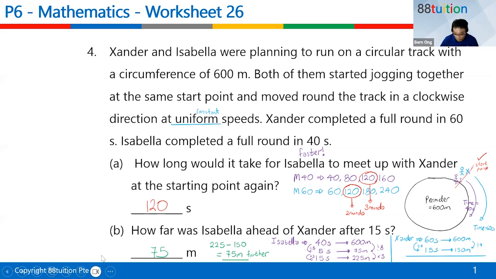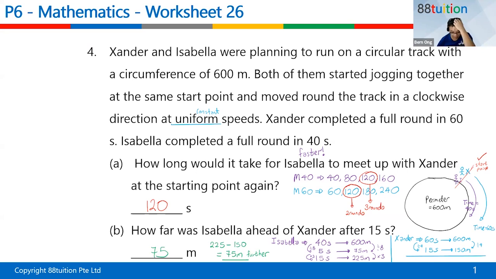All right. So sometimes just draw your diagram up and talk to yourself a little bit. Okay, Isabella takes 40 seconds. Oh, Isabella is faster. In 40 seconds, she finishes 1 round. Another round is 80 seconds. Another round is 120 seconds. Xander, 1 round is 60 seconds. 2 rounds, another 60 seconds. Oh, they will meet at the 120th second. One person covers 3 rounds, the other person covers 2 rounds. Okay, done. Next portion. In 15 seconds, what happened?